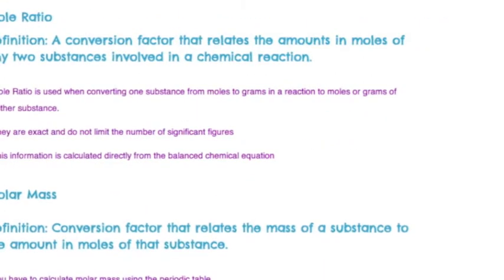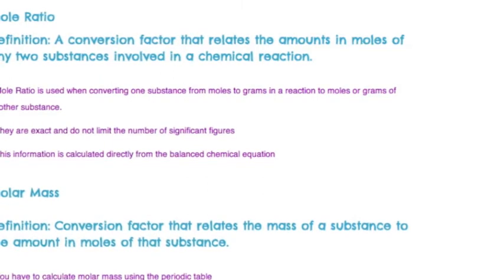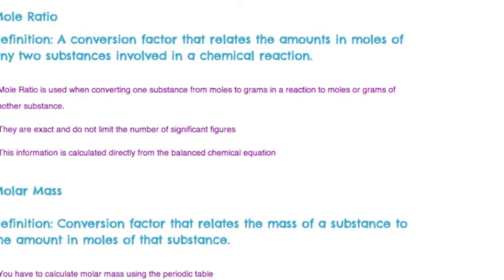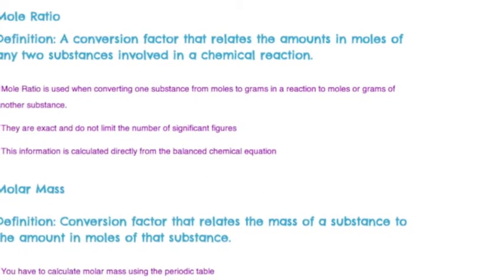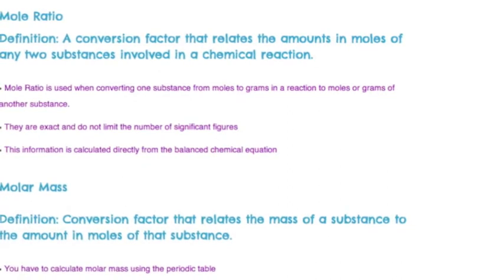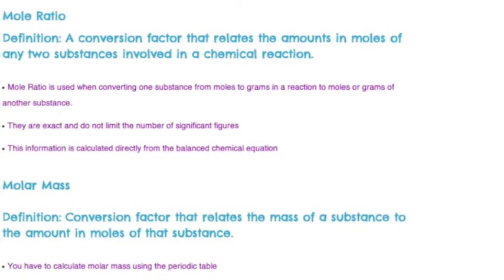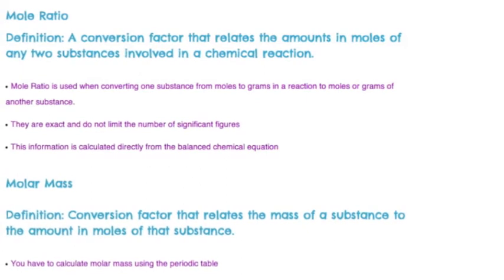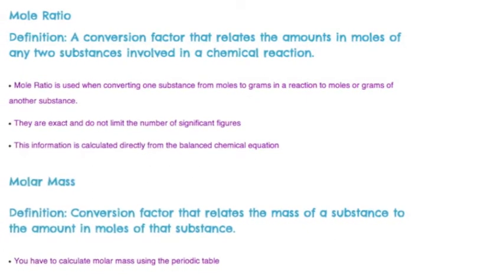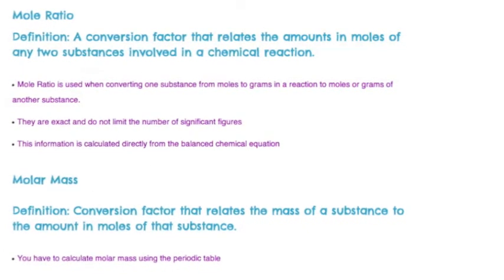Mole ratio is a conversion factor that relates the amounts in moles of any two substances involved in a chemical reaction. It's used when converting one substance from moles to grams in a reaction to moles or grams of another substance.